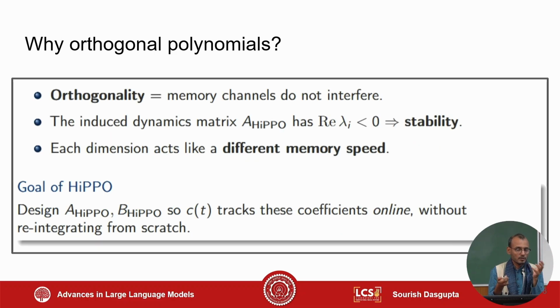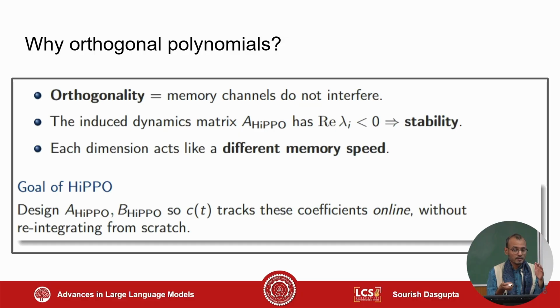So why orthogonal polynomials? Again, memory channels: these clocks should not interfere with each other, so the memory channels should not interfere. And what happens is, if instead of A you take A Hippo, the Hippo version of A, then the real part of your lambda is always going to be stable. So each dimension acts like a different memory speed, I, the dimension of the component, and the goal is to design this A Hippo and thereby the B Hippo.